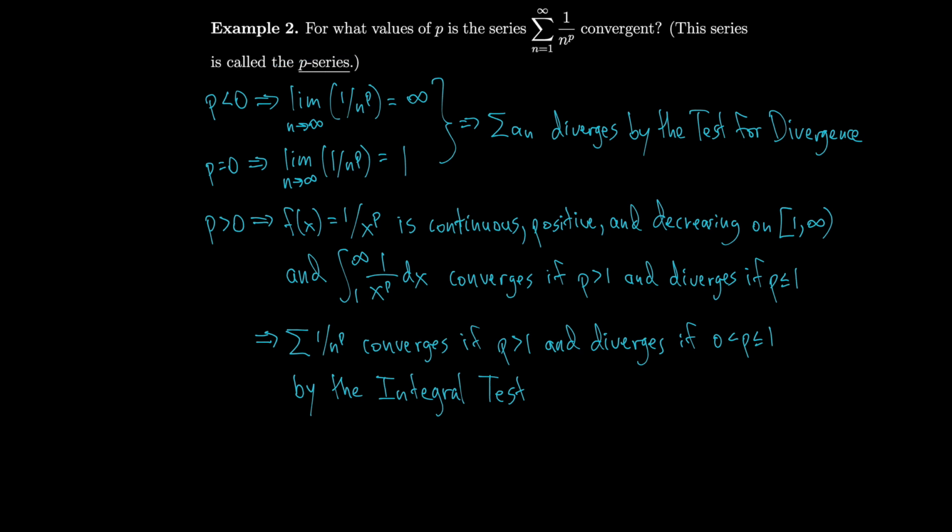So how about we summarize all of this by saying that our p series, 1 over n to the p, is convergent if p is greater than 1, and divergent if p is less than or equal to 1.